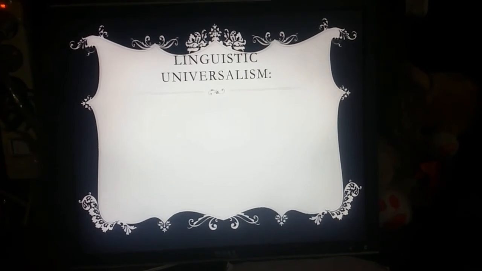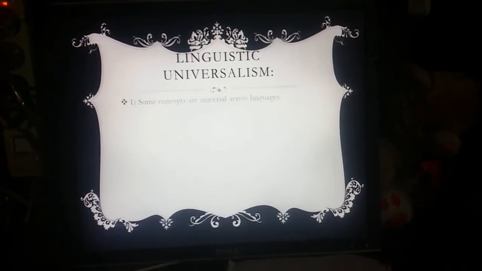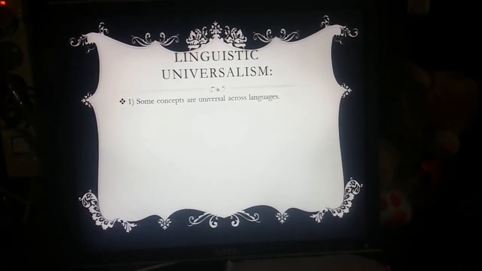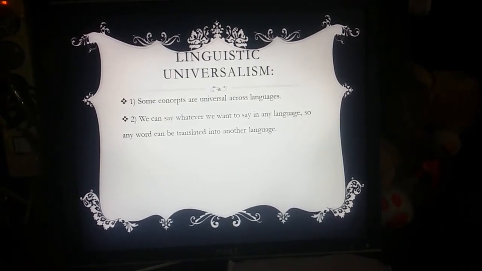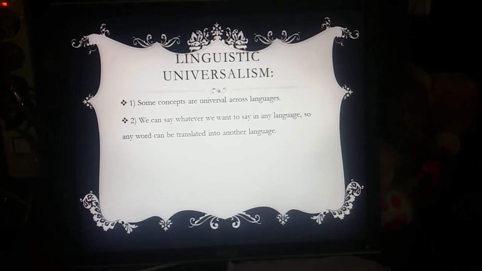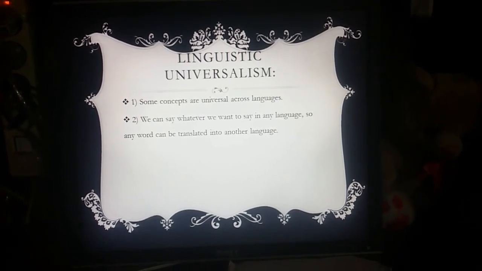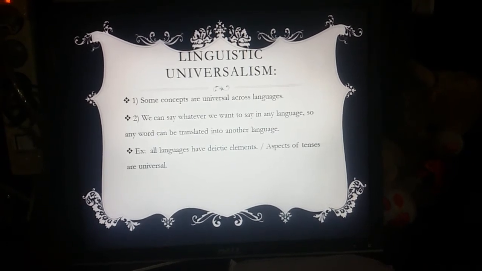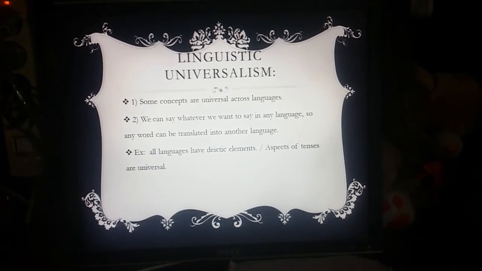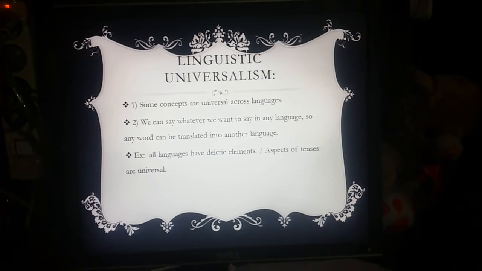On the other hand, concerning linguistic universalism, they believe that some concepts are universal across languages. We can say whatever we want to say in any language, so anything can be translated into another language. So they believe in lexical equivalence. They believe that all languages have deictic elements. By deictic elements, I mean spatial and temporal deixis.